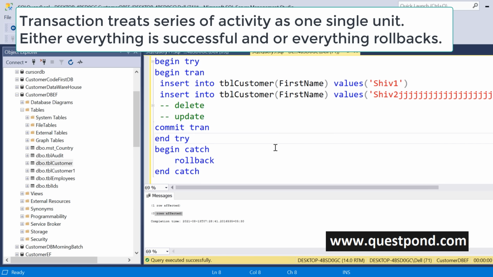Either all of them are successful or all of them fail. I repeat this. Whenever you are answering this question in the interview, please make it very simple and clear. Transaction helps us to treat a series of activity as one logical unit wherein either all the activities are saved successfully or all of them are rolled back. And how do you implement transaction? By using begin trans, commit trans and rollback.